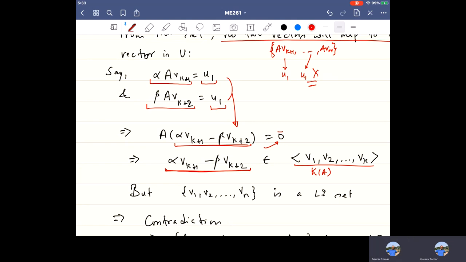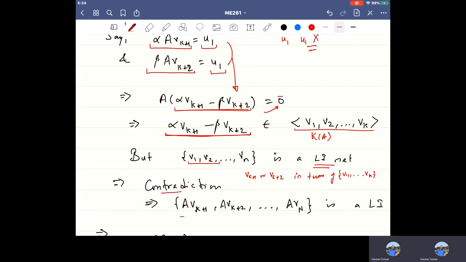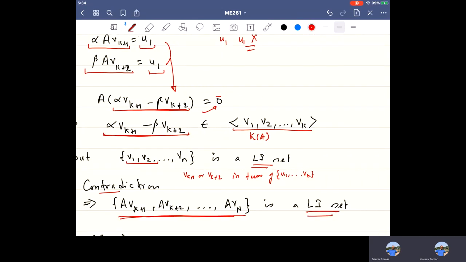But then v1 to vk are the first k vectors of the same set which is linearly independent, which means that we cannot write v k plus 1 or v k plus 2 in terms of v1 to vk. We cannot do that. So it cannot be a part of the kernel space in that case. So we get a contradiction. Which means that A v k plus 1 onwards would also be a linearly independent set in U. Correct?